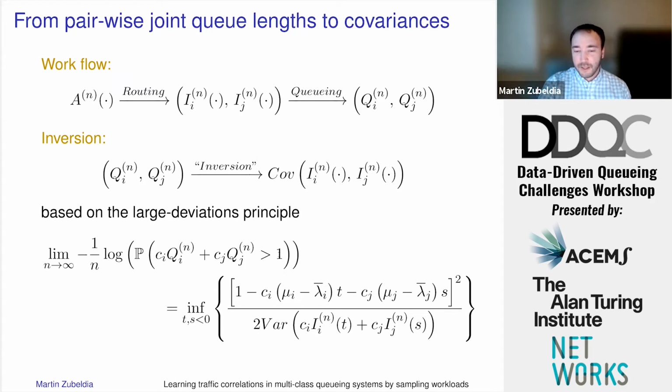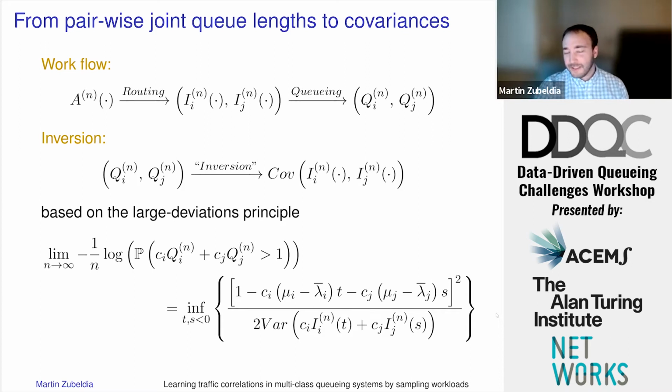This is without loss of generality because we're going to consider all possible positive linear combinations of i and j. And it is very easy to check that now it's a solution to a two-dimensional optimization problem, which depends on the variance of the sum of the input processes. The variance of the sum is just the variance of the first plus the variance of the second plus the covariance. And that's what we will try to get out of this formula.